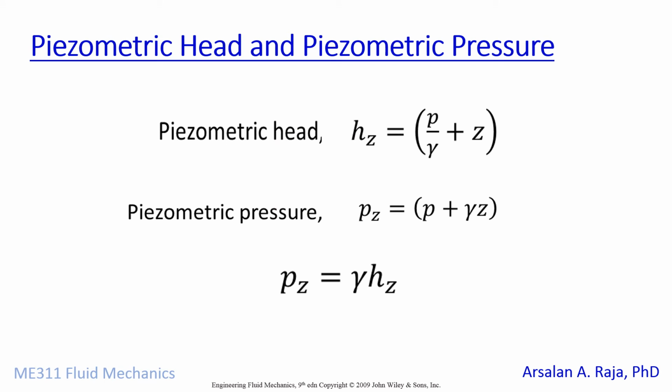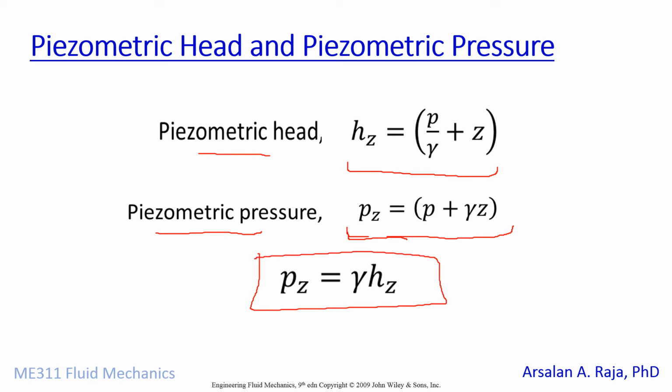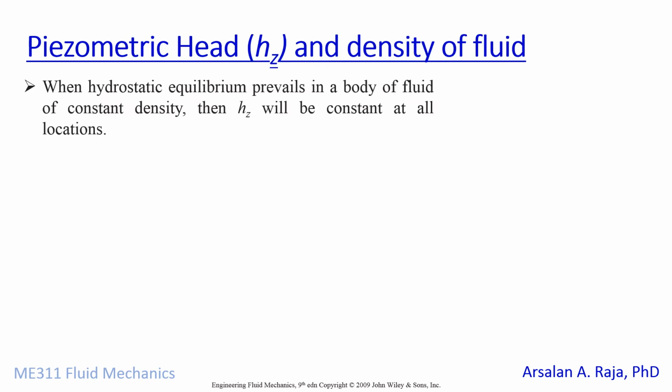So in conclusion, we can say that piezometric head is written as Hz is equal to P over gamma plus Z, where the piezometric pressure relationship will be given by this equation. If we summarize them, we can end up with this equation, which is Pz is equal to gamma Hz, in terms of piezometric head and piezometric pressure. So piezometric head and the density of the fluid.